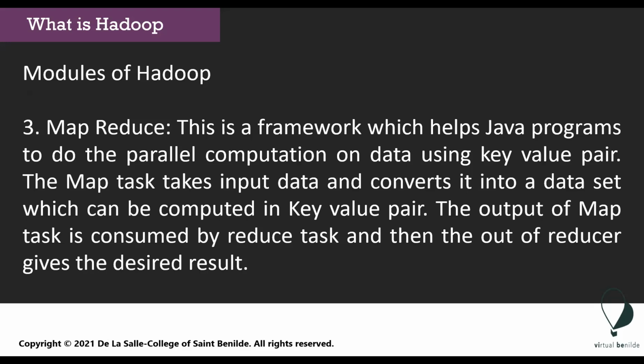Third is the MapReduce. Right? So this is the framework which helps Java programs to do the parallel computation on data using key value pairs. The map task takes input data and converts it into a data set, which can be computed in key value pairs. The output of the map task is consumed by the reduce task, and then the output of the reducer gives the desired result.